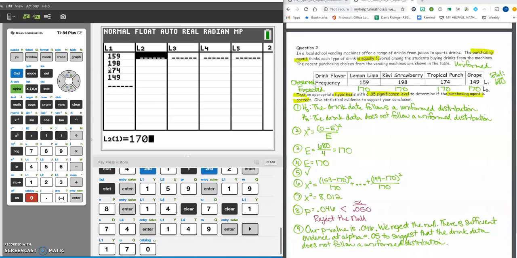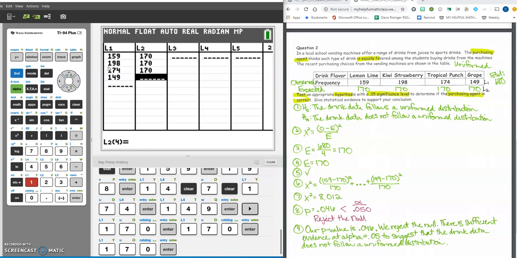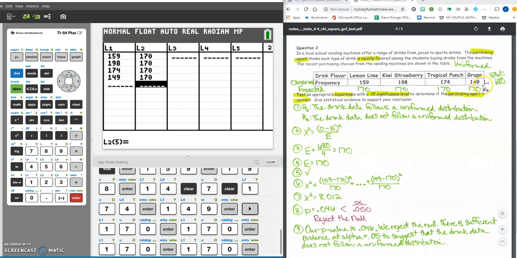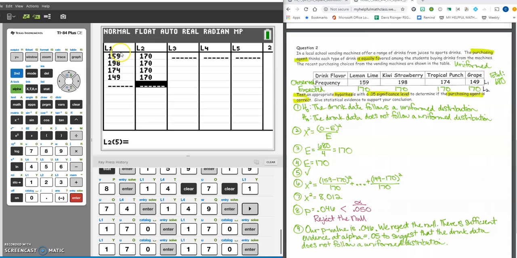Next one, every single one of these is in fact going to say 170. So 170 is listed for my expected values in L2. So again, notice L1 is always observed. L2 is going to be your expected. But I will double check, like I always ask you to double check, that my data is correct and matches exactly what I have.